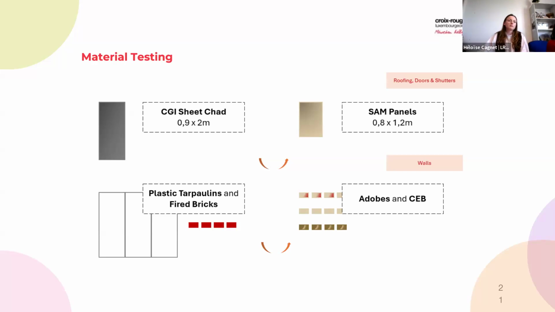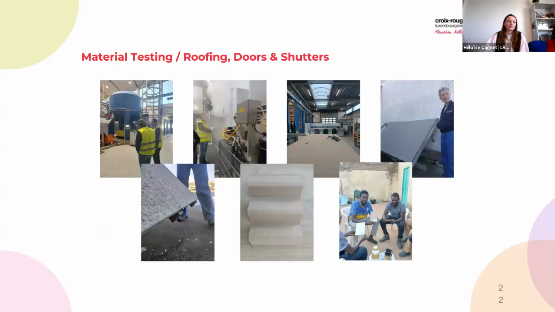And we also attempted to test different earth construction techniques to replace the plastic tarpaulins and the fired bricks that contribute to deforestation that are also already in use locally. So here are a couple of pictures of the panels that we tested as a replacement to the corrugated iron sheets, of our visits to the facility that produces them here in the Netherlands. They already have tested new lines of production in Africa, namely Ghana. So this could also be a model with social impact that could be reproduced in other African countries.